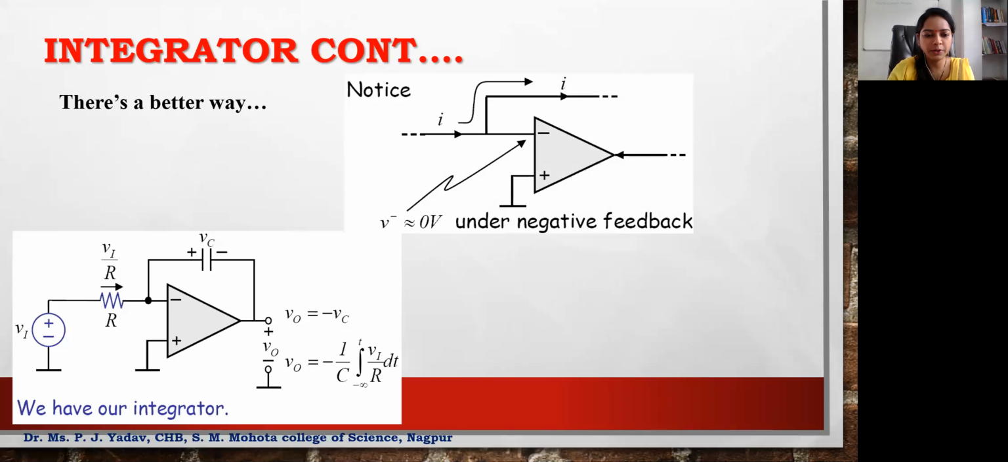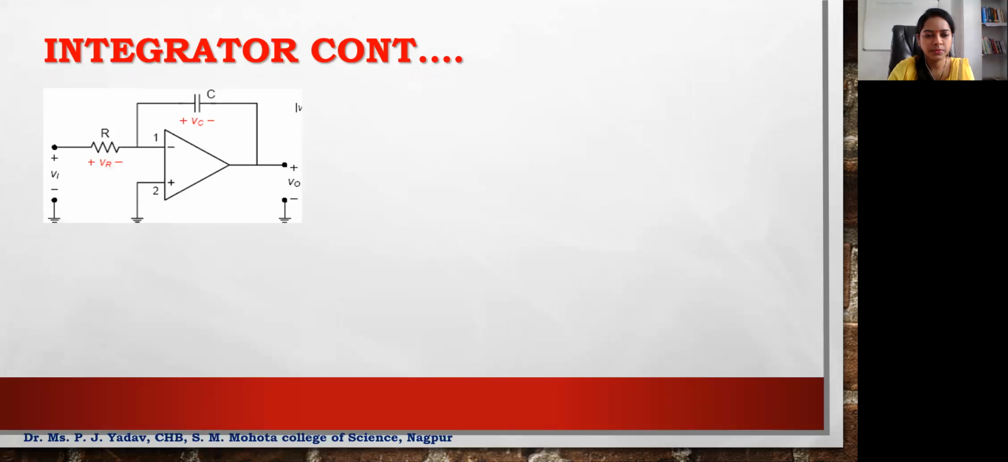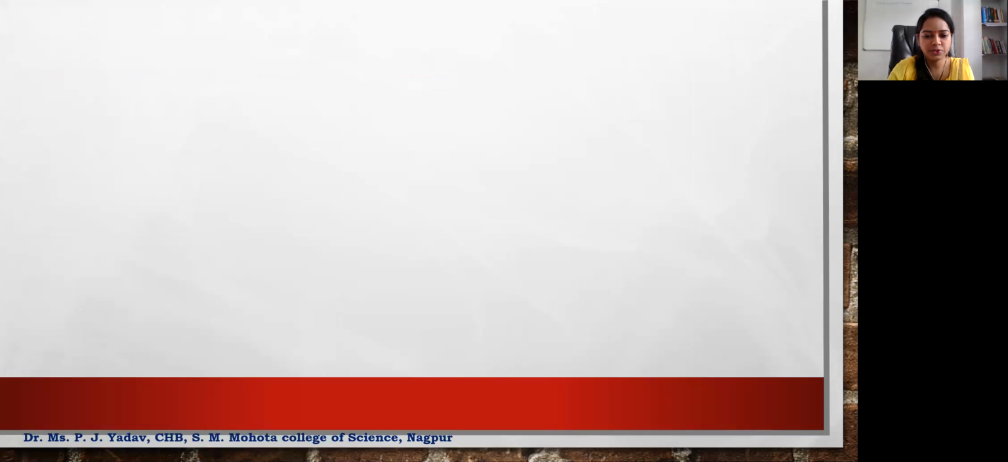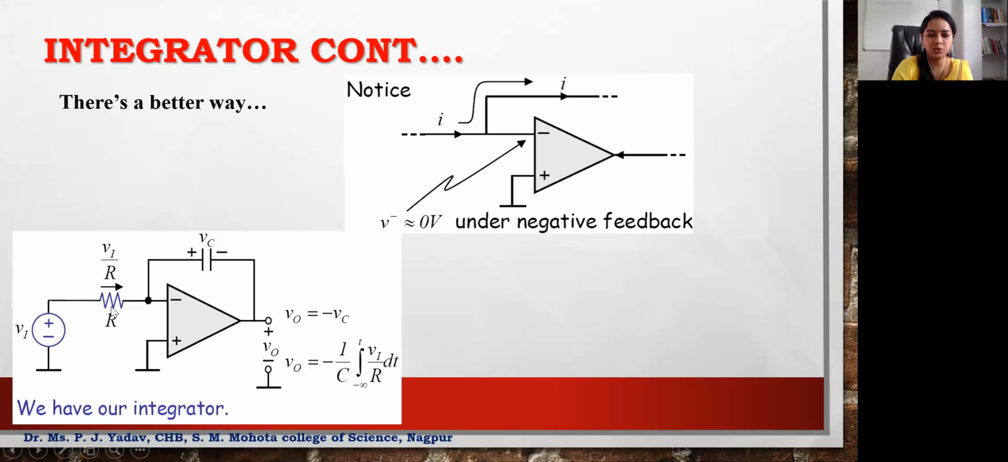And here what we will do? We will just connect a capacitor over here. This is the input resistance. Okay, after the supply we have connected a series resistor, and the capacitor is connected in parallel with the circuit. So this is the output voltage.